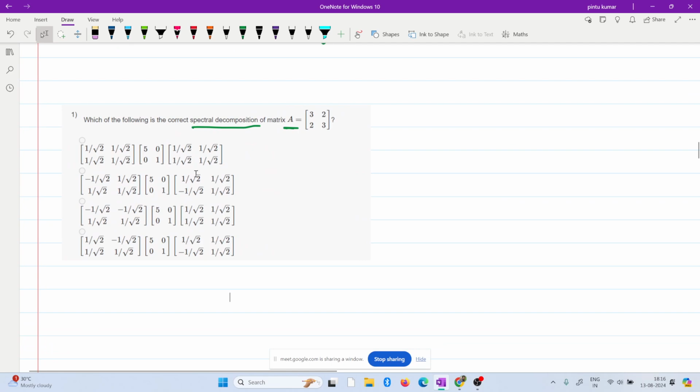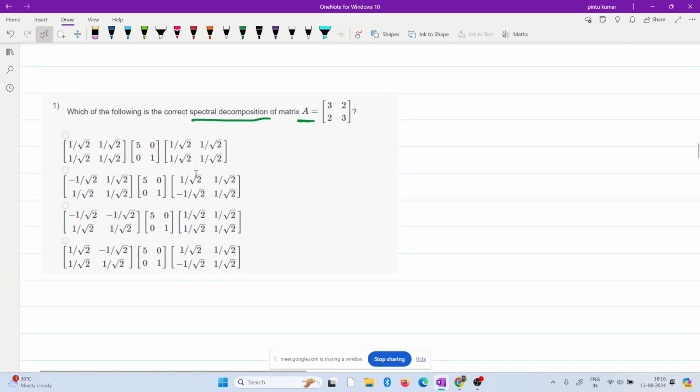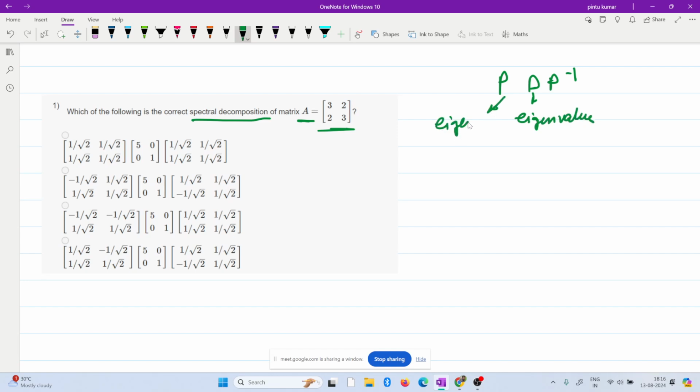Okay. So we are given a matrix. We want to find the eigen decomposition of this particular matrix. Eigen decomposition was given by P D P inverse, where D has eigenvalues and P has eigenvectors, right? So to find eigen decomposition or spectral decomposition, we will have to find eigenvalues and eigenvectors of this particular matrix.